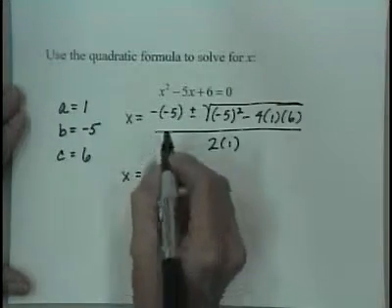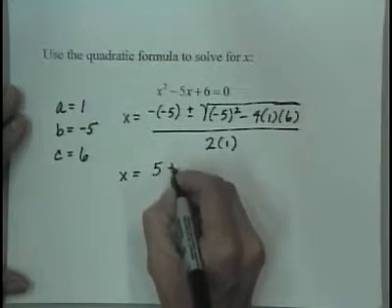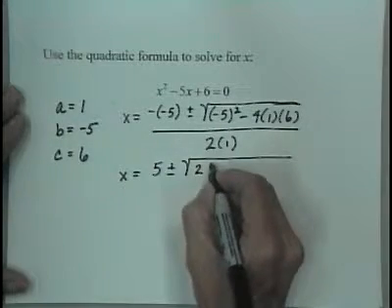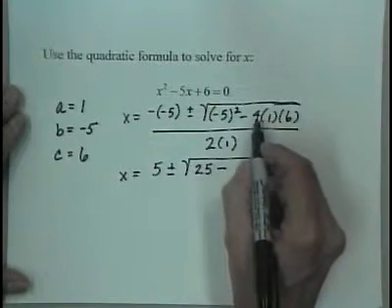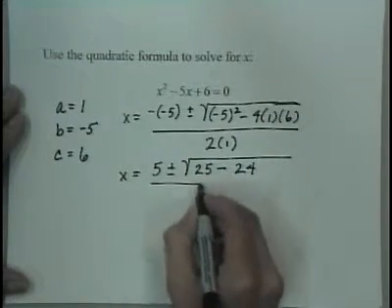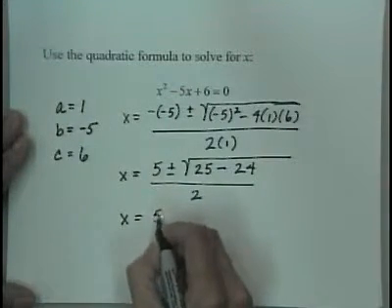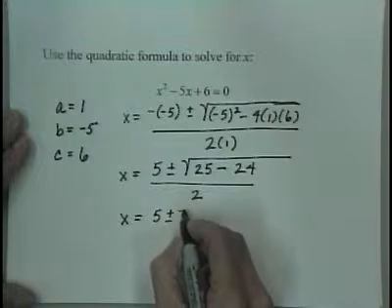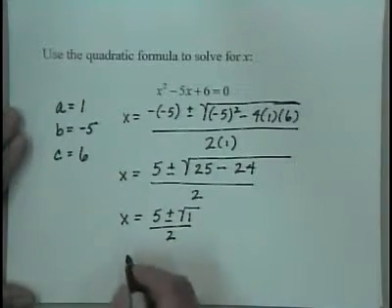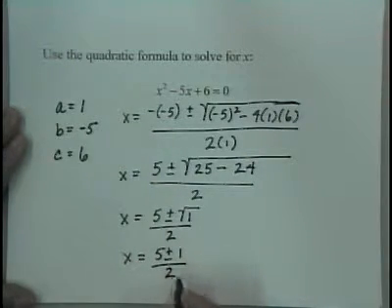Continuing, x is equal to 5 plus or minus the square root of negative 5 squared, which is 25, minus 4 times 1 times 6, which is 24, divided by 2. And I'll continue. x is 5 plus or minus the square root of 1, divided by 2, which is 5 plus or minus 1 divided by 2.